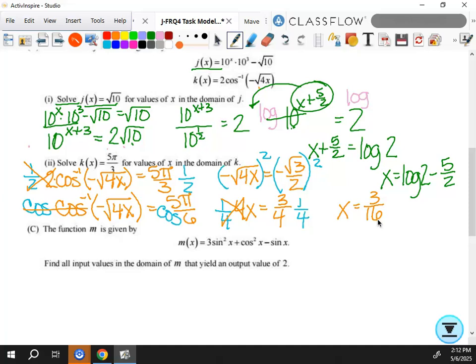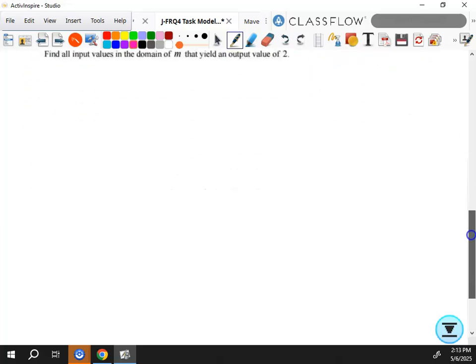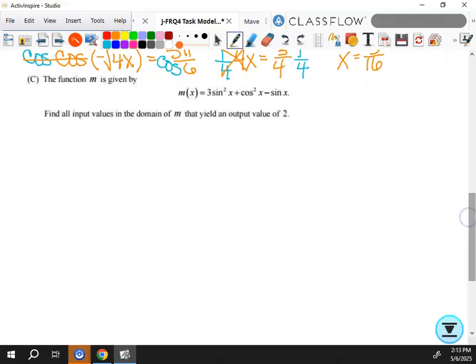All right, so then on C, that was 4 points so far. Remember on C, let's say we have a minute or 2 left and you think, I don't even have time, there's no way I can finish this in the next minute. Remember, it doesn't matter what that says. That could be hieroglyphics. If I want my input values to yield an output value of 2, I take whatever this is, which is 3 sine squared x plus cosine squared x minus sine x.